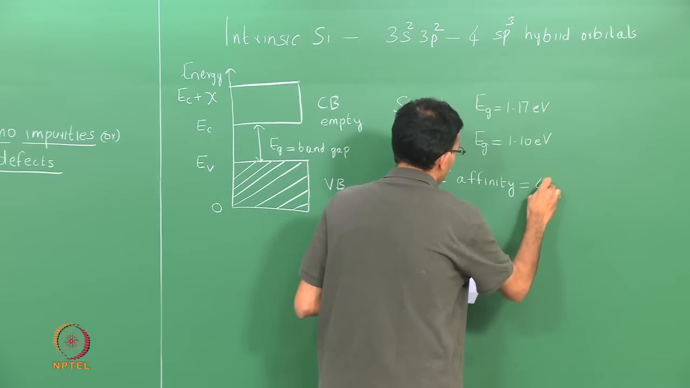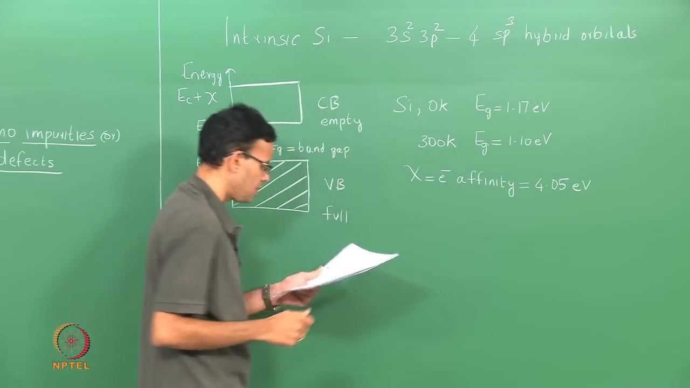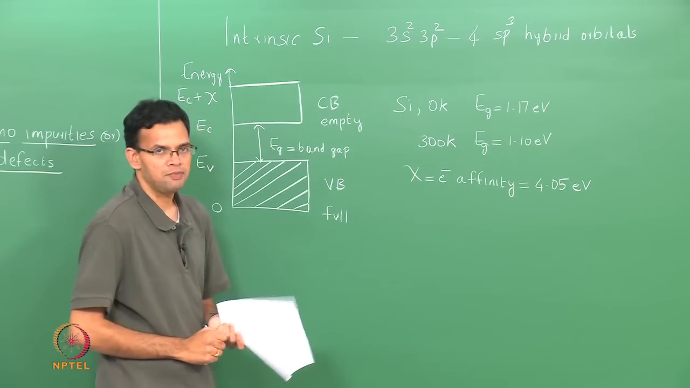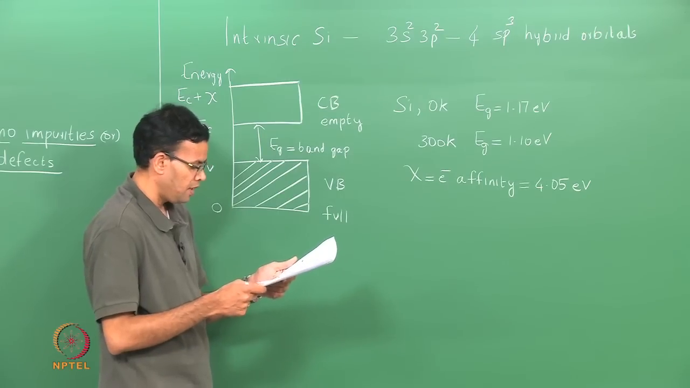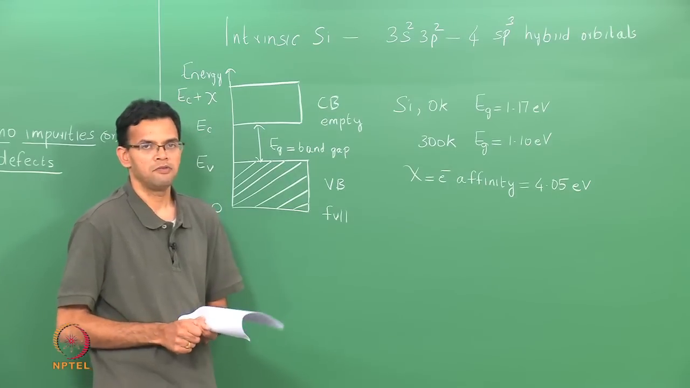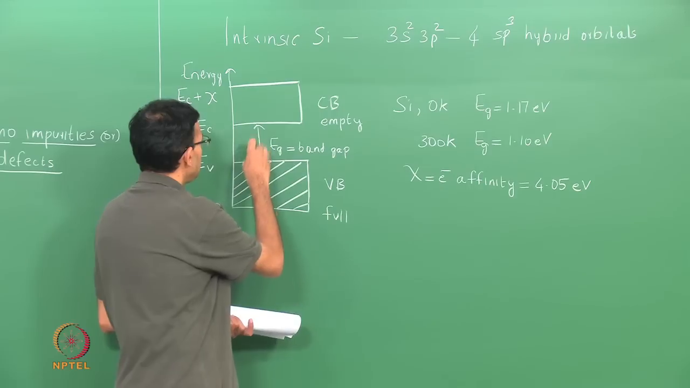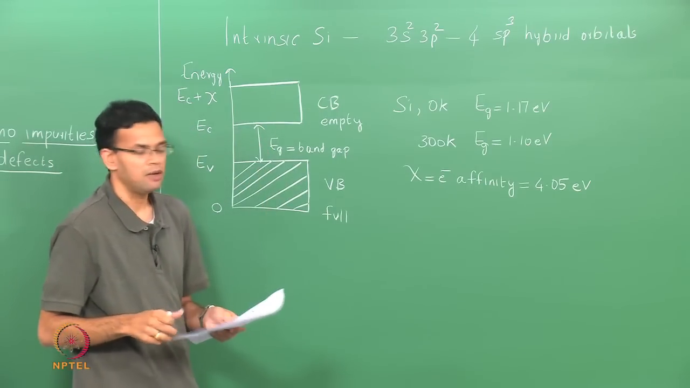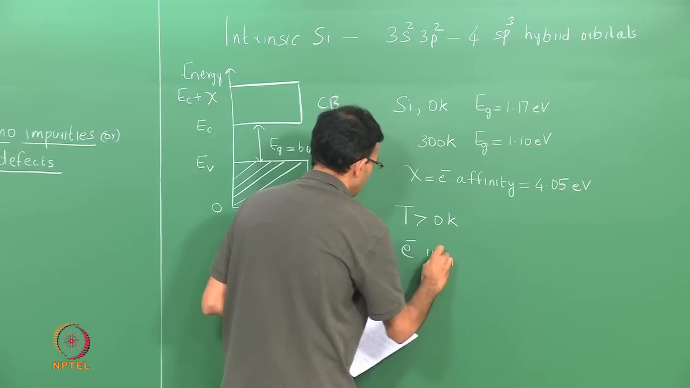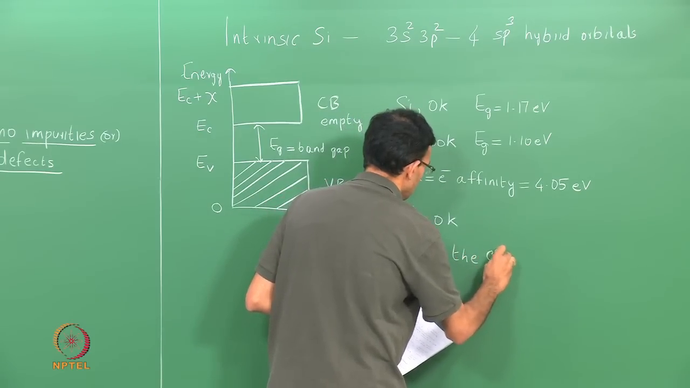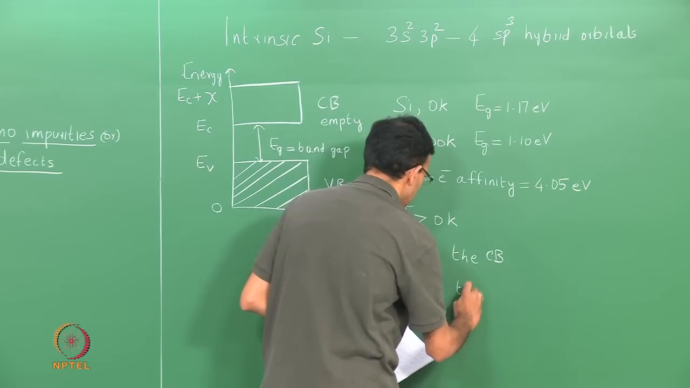For silicon, chi has a value of around 4.05 electron volts. At 0 Kelvin, you have a valence band that is completely full and a conduction band that is completely empty. At any temperature above 0 Kelvin, we saw earlier, you will have thermal excitation of electrons, so that electrons from the valence band can move to the conduction band, leaving behind holes. So, at any temperature greater than 0 Kelvin, you will have electrons in the conduction band and holes, which is the absence of electrons in the valence band.